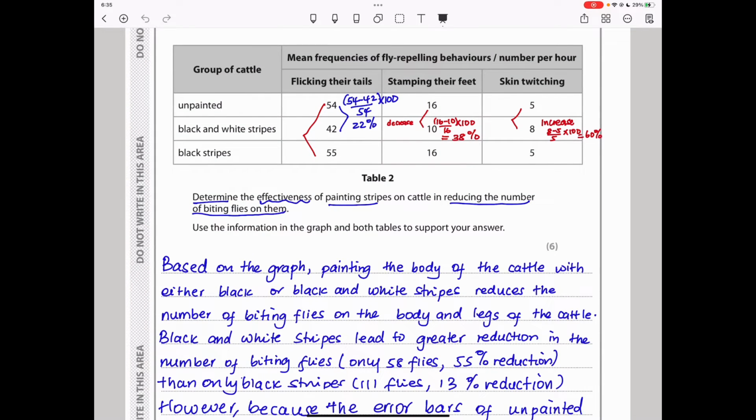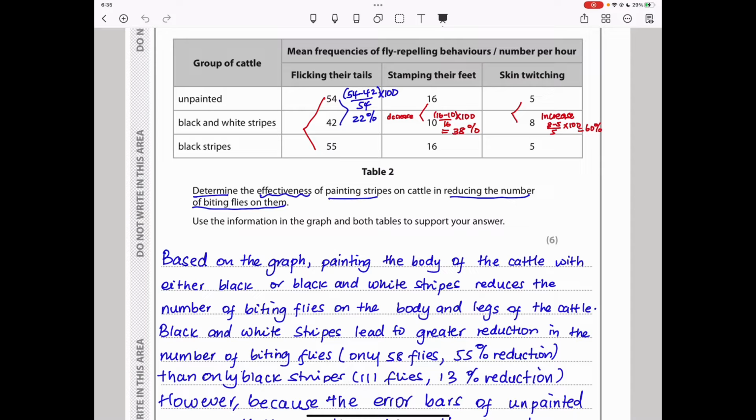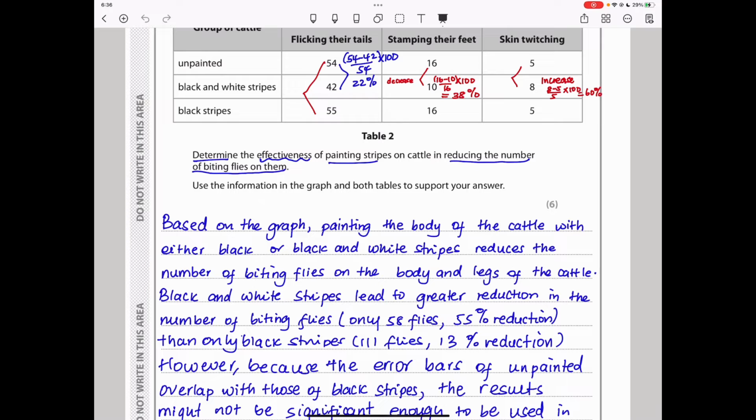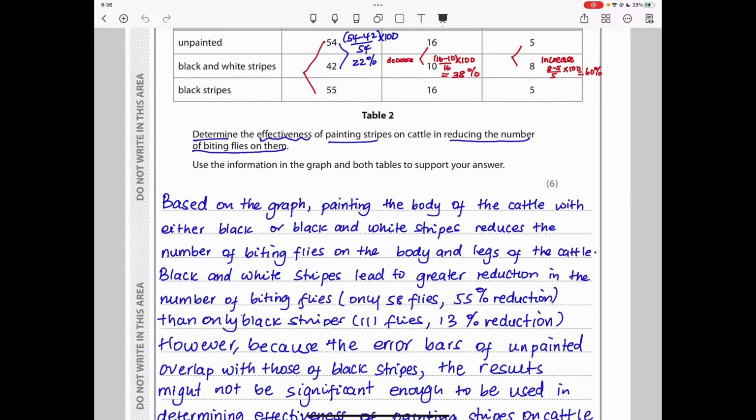I said, based on the graph, that's the graph we have just seen, painting the body of a cattle with either black or black and white stripes reduces the number of biting flies on the body and the legs of the cattle. You saw the decreases, and I calculated those percentages. And then I said black and white stripes lead to greater reduction in the number of biting flies. Here we saw there were only 58 flies, and that was a 55% reduction. While those that were black stripes, we saw 111 flies, meaning there was a 13% reduction.